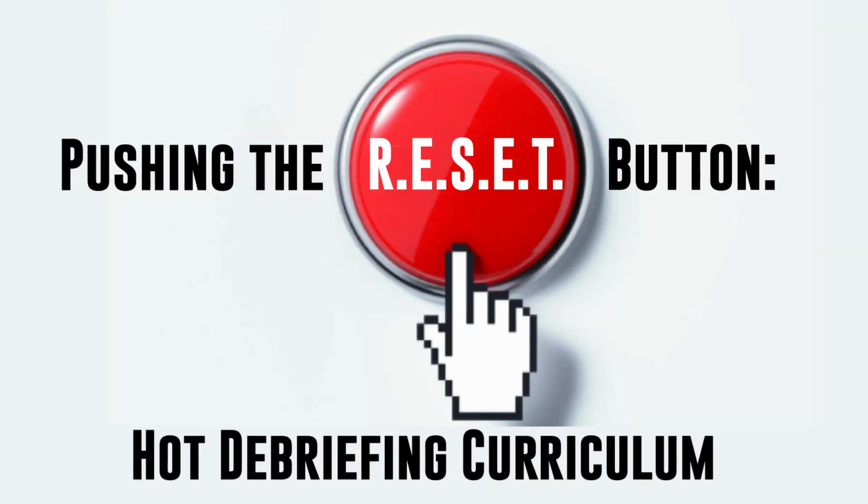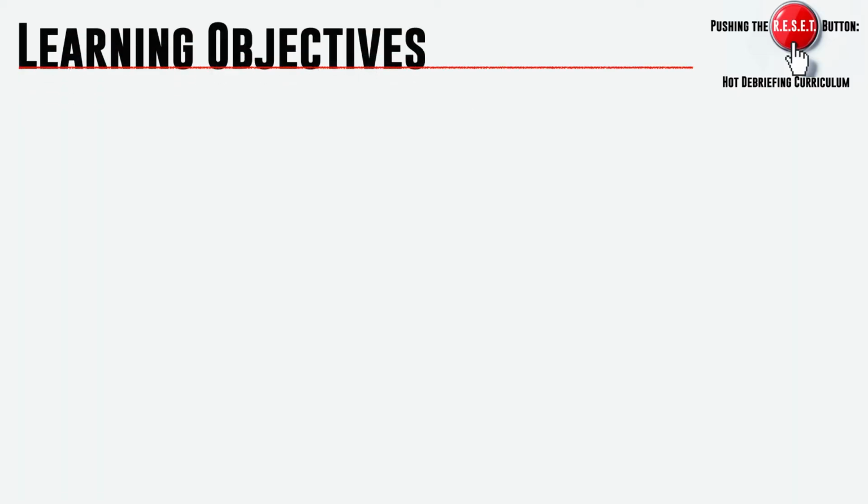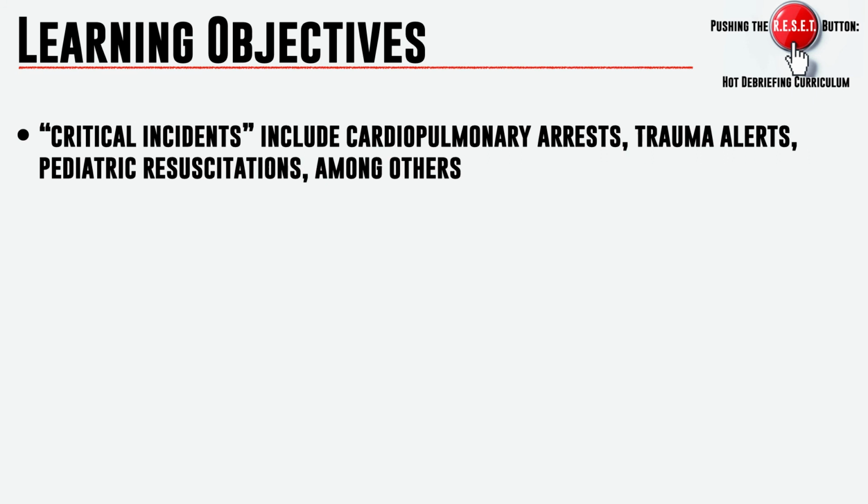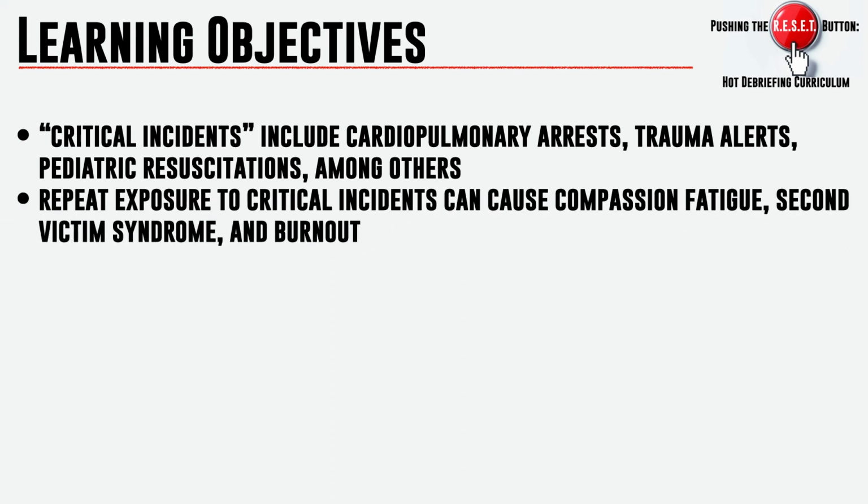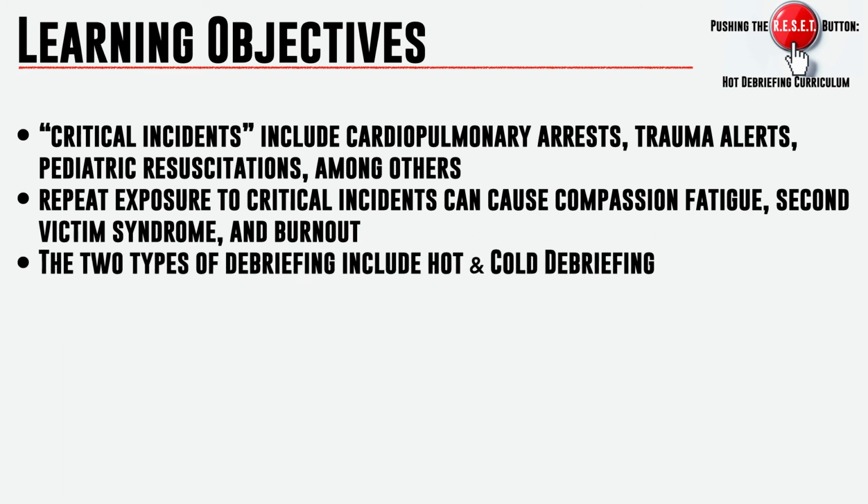All right, you guys made it. Let's go through a summary of the Pushing the Reset Button hot debriefing curriculum. We talked about some learning objectives in the beginning, and just to summarize, we defined critical incidents to include cardiopulmonary arrest, trauma alerts, pediatric resuscitations, amongst others. We talked about how repeat exposure to critical incidents can cause compassion fatigue, second victim syndrome, and burnout. We talked about the 2 types of debriefing, including hot and cold debriefs.